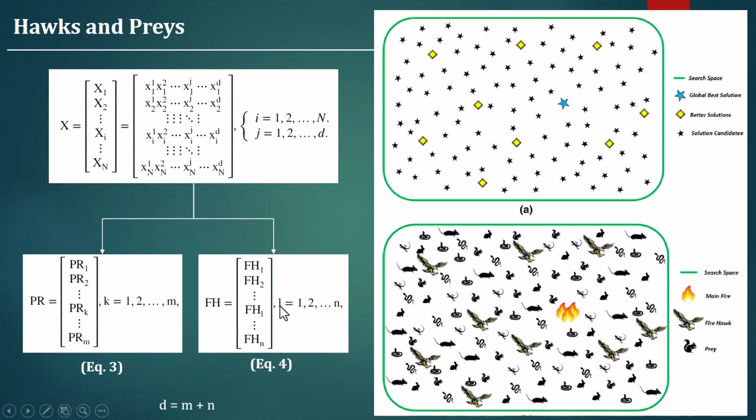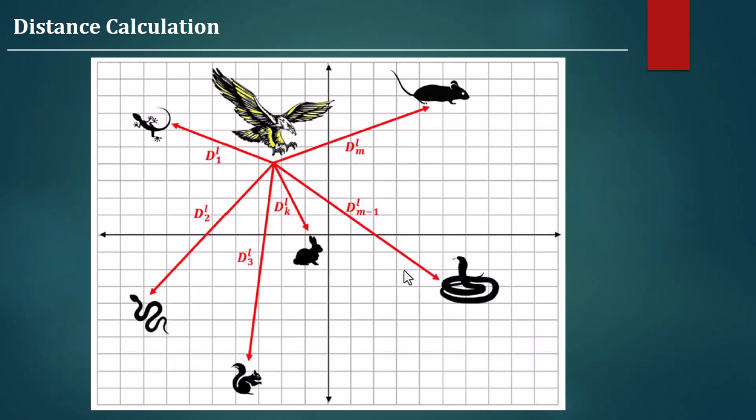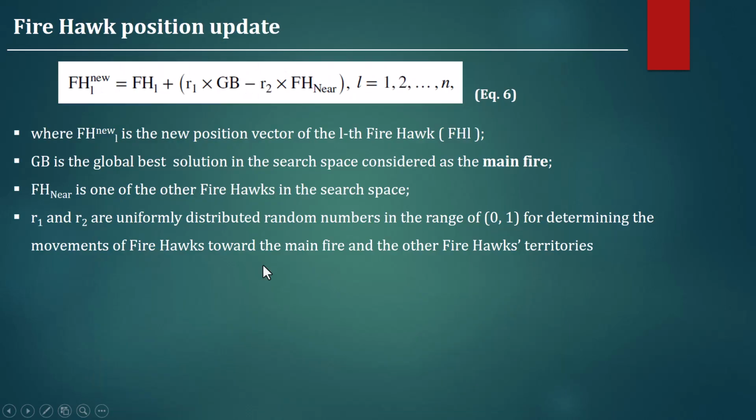Normally the number of firehawks is quite less compared to preys, and that is simulated here in the diagram as well. After that, we have to calculate the distance of each firehawk from the preys. This is the formula. We are finding the Euclidean distance of the lth firehawk from the kth prey. L varies from 1 to n because we know that there are n firehawks. This is the schematic diagram of the distance between the lth firehawk and the first prey, the distance between the lth firehawk and the second prey, and so on. For all of these, we have to calculate the distance.